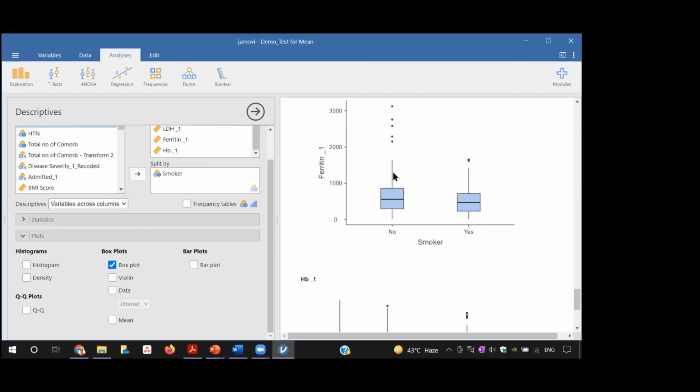Actually, this is the median, and this is Q1, and this is Q3. This whole box is the interquartile range, between Q1 and Q3, and this line is the median value. Right, madam. Got it.